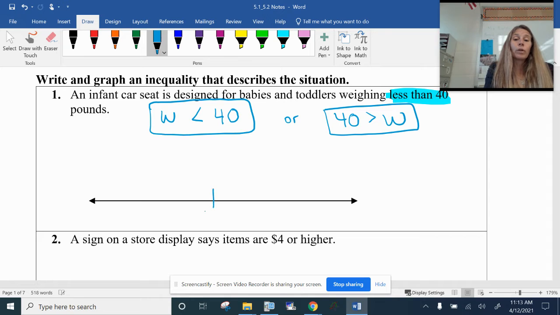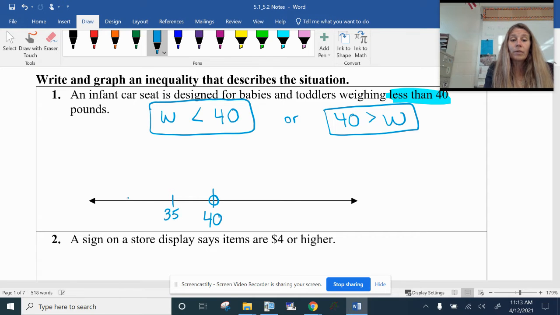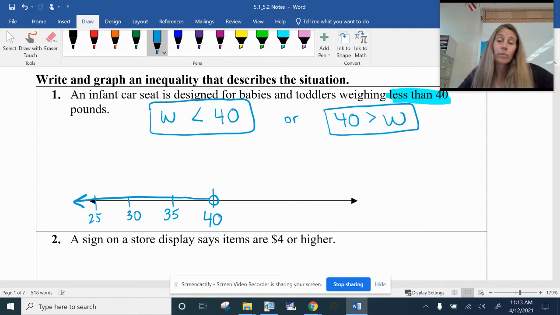And then when we go to do the number line, our cutoff number is 40. It's only going to be an open circle this time because there's no equal to. And W is less than 40. So all of the other acceptable weights, maybe 35, 30, 25. I think I said less than 30 back then, but clearly it's less than 40. Those weights will be represented on the left-hand side of that 40, so the arrow will go to the left.